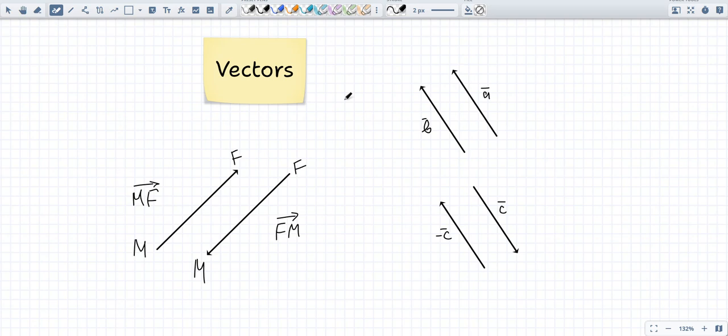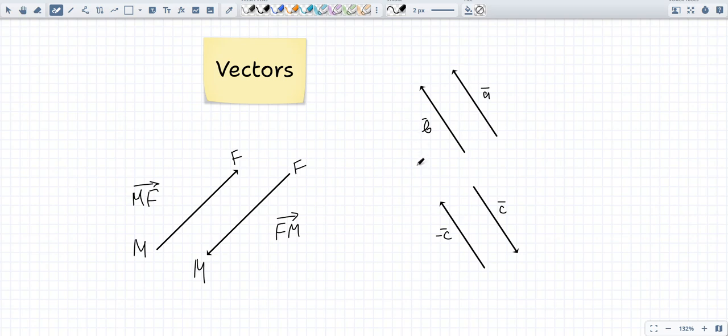We have to represent them with a directed line segment. For instance, vector MF starts at point M and ends at point F, while vector FM starts at F and ends at M. The direction of the arrow indicates the vector's direction. In print, the lowercase letter representing the vector is typically bold.